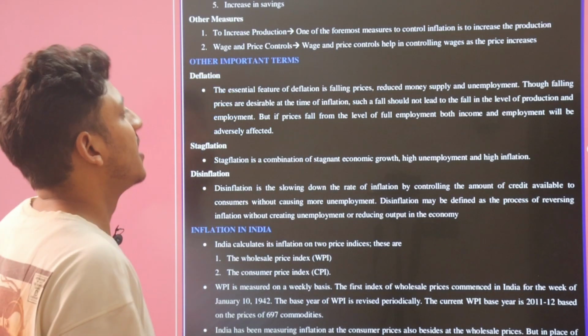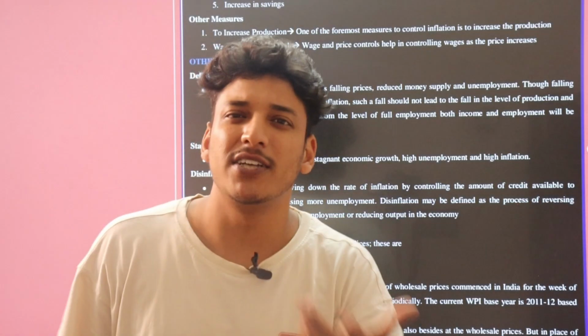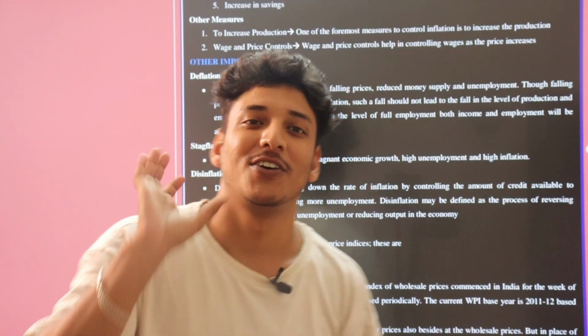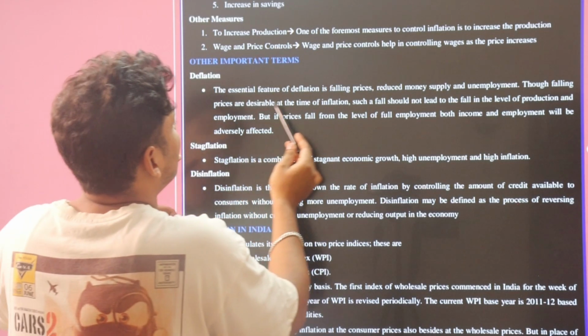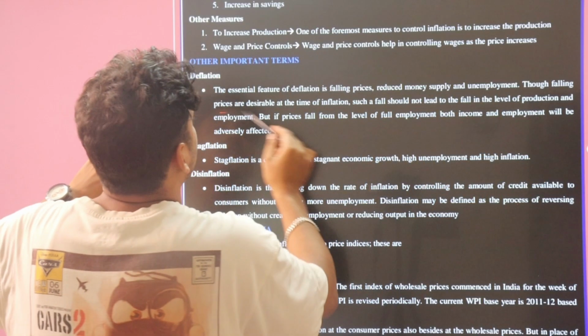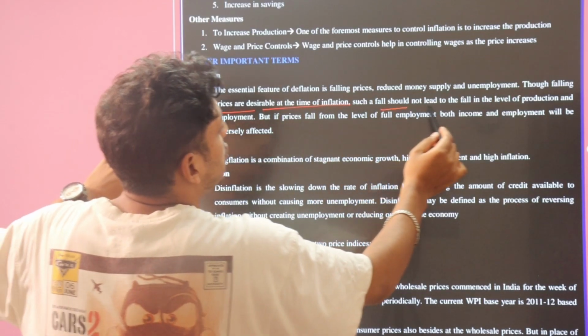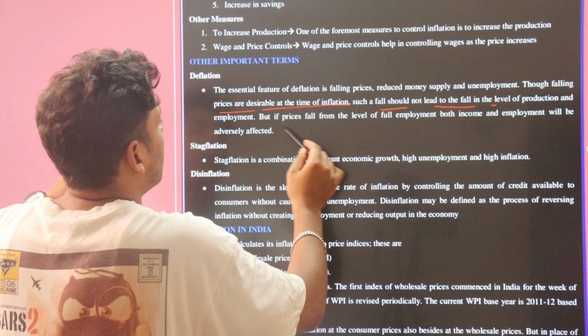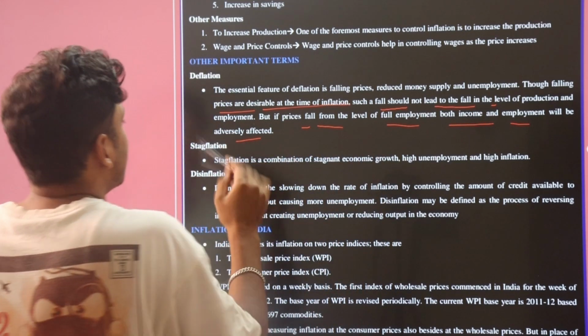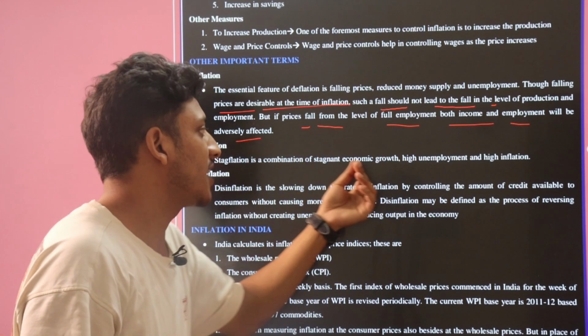Now some other terms. Deflation, in simple language, is when production is very high but demand is very low, so automatically the price of that product is reduced. That is deflation. The essential features of deflation are falling prices, reduced money supply and unemployment. Falling prices, desirable in times of inflation, should not lead to a fall in the level of production and employment. If prices fall from the level of full employment, both income and employment will be adversely affected.